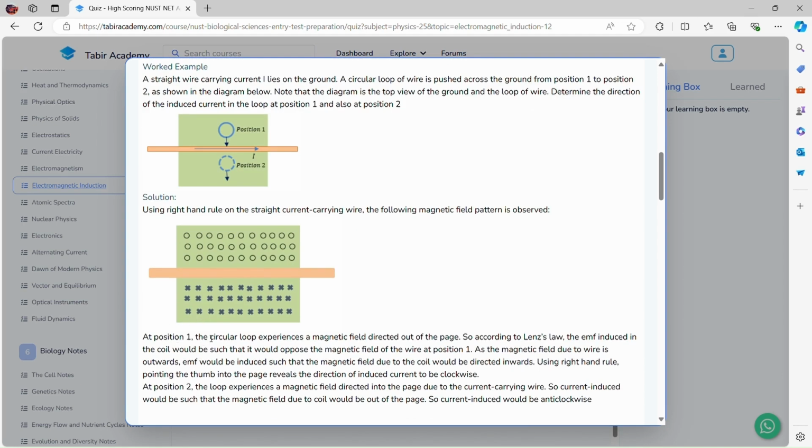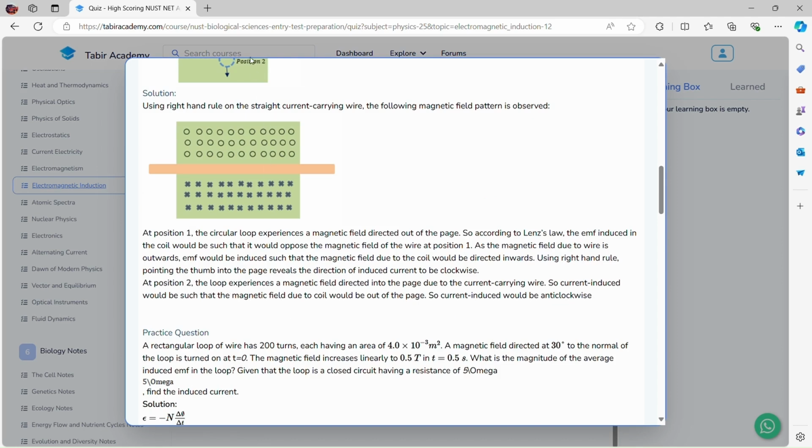At position 1, the circular loop experiences a magnetic field directed out of the page. So according to Lenz's law, the EMF induced in the coil would be such that it would oppose the magnetic field of the wire at position 1. As the magnetic field due to the wire is outwards, EMF would be induced such that the magnetic field due to the coil would be directed inwards. Using the right hand rule, pointing the thumb into the page gives the direction of induced current to be clockwise.